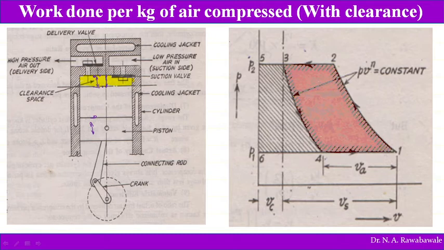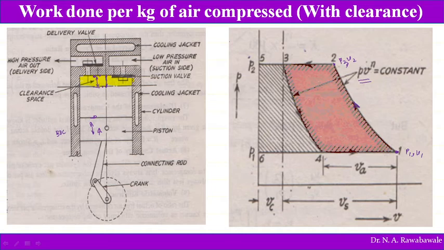Initially the air is present, and say for example the piston is at bottom dead center, BDC. The moment the piston starts moving upward, it starts to compress the air. So air is compressed from point 1 to 2. Initially the pressure is P1 and the volume is V1, and the air is compressed to pressure P2 and volume V2. The law of compression is a polytropic compression process, so it is compressed according to PV^n = constant.